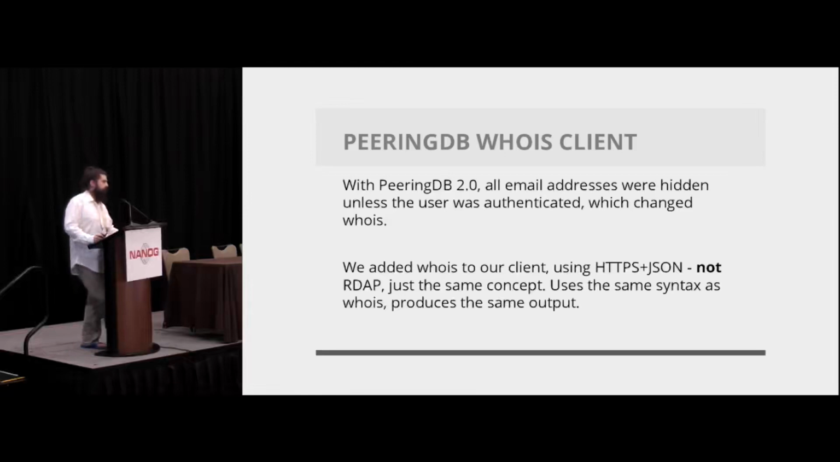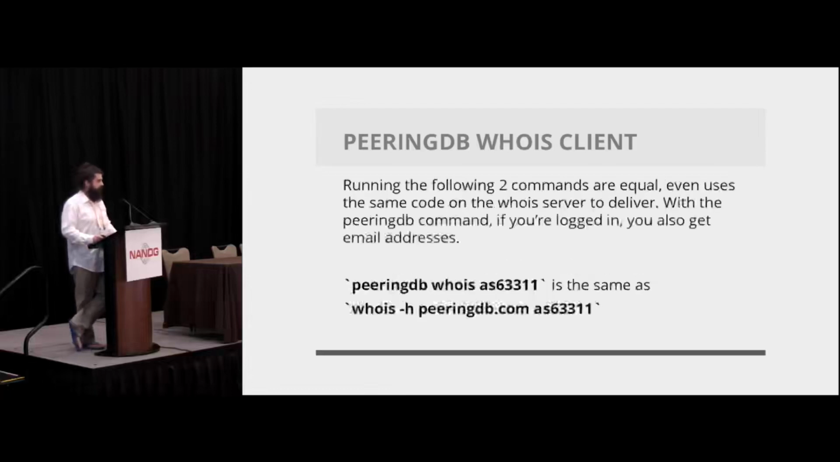When we released PeeringDB2, we took away email address, so we wouldn't publicly give email addresses unless you were logged in. And lots of people used the PeeringDB Whois server. So they complained that the email addresses were gone, and we said, well, it's not authenticated. We're not going to bring them back. But we can make you a client that works exactly like Whois, except it uses HTTP and JSON. So, which is what we did.